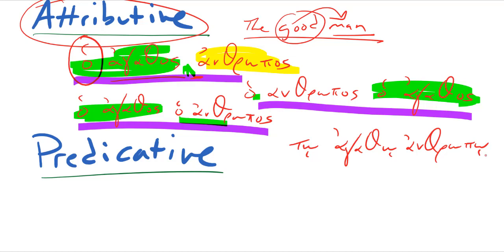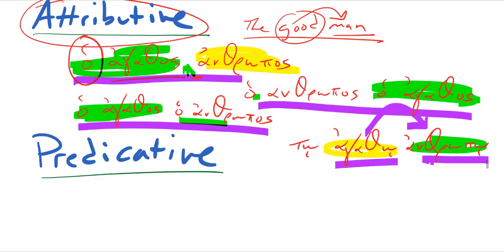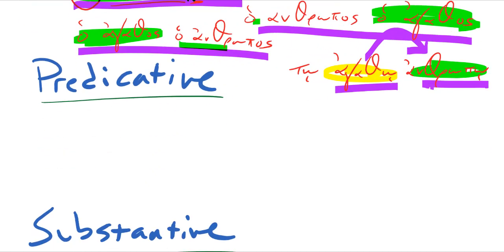So realize this can occur in all the different cases, but whenever it does, the adjective is going to match the noun that it modifies, case, number, and gender, right? Masculine dative singular, masculine dative singular. Not too bad, not too difficult. How about the predicative use?